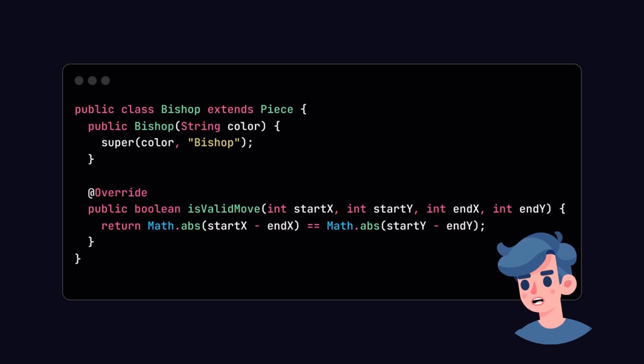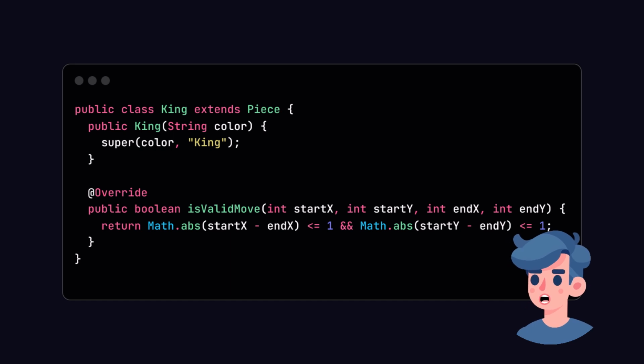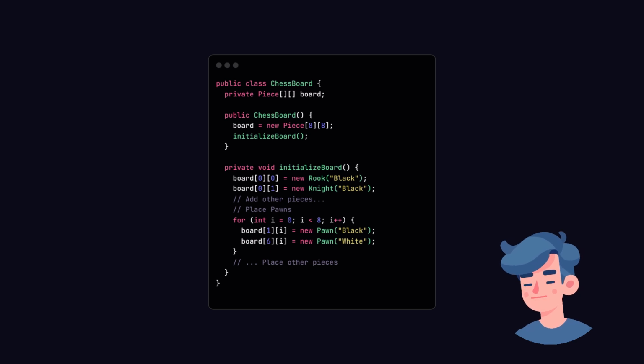Next, we need the bishop class. A bishop moves diagonally any number of squares. Then we have the queen class, which can combine the moves of the rook and bishop. Let's implement her logic. Finally, we have the king class, which can move one square in any direction. Let's implement that now.